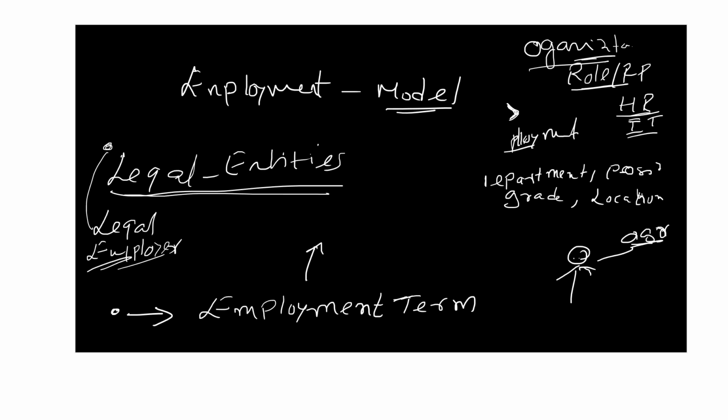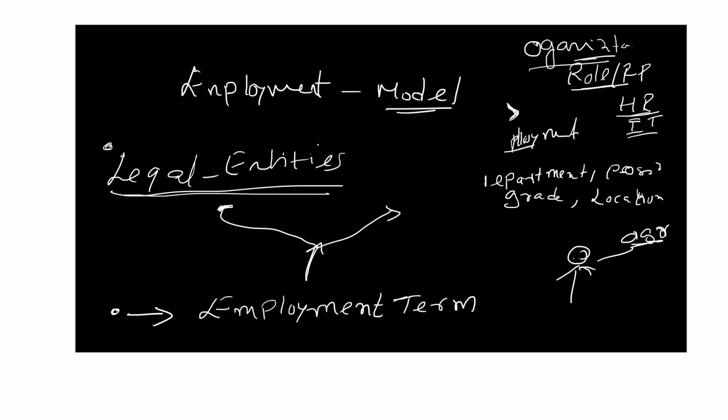Now let me come back and focus on the employment terms. If an employee is working for more than one legal entity, and by legal entity I mean a legal employer, then in the Fusion application, although we maintain the person detail, the employee detail, at one place because this is a global system, we will not create two employees at the same time. We have to maintain one person detail itself.